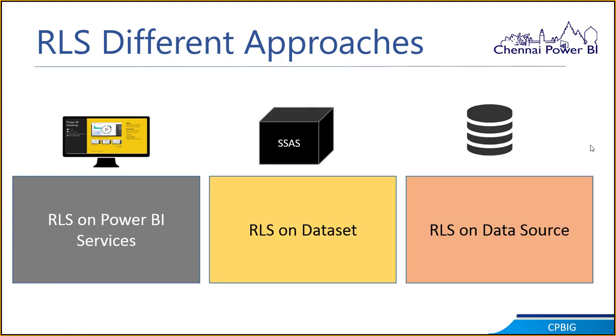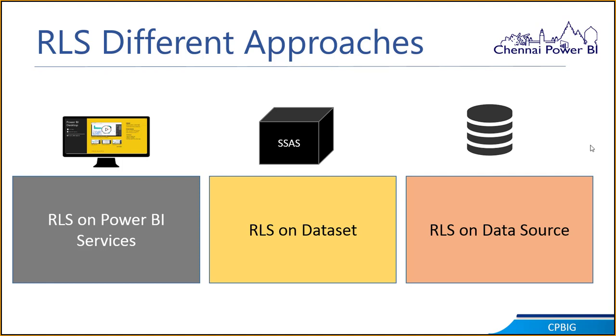So these are the three different types of row-level security that you can create to make it work with Power BI. The first one is RLS on Power BI service. I have a few more slides for you to understand what each one is going to cover. The second one is RLS on the dataset. The third one is on the data source.